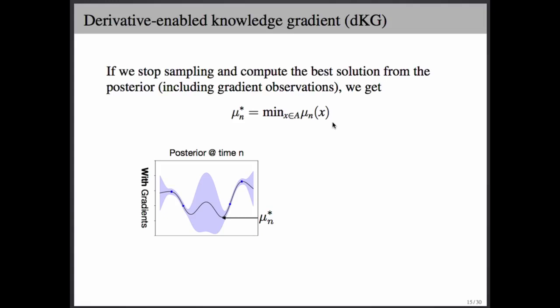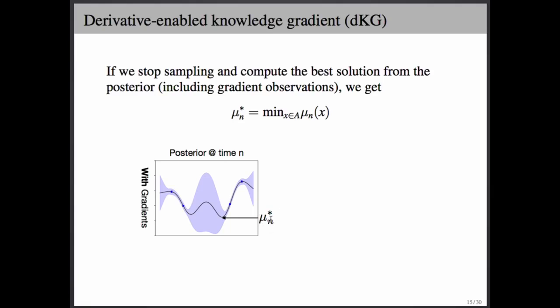From these samples, we've computed the posterior distribution, and in that posterior distribution, we have the posterior mean, indicated here as a solid black line with the notation mu n of x. If we were risk neutral and we needed to report a solution to our optimization problem immediately, we would choose the point with the lowest posterior mean, and the value at that point would be mu star of n.